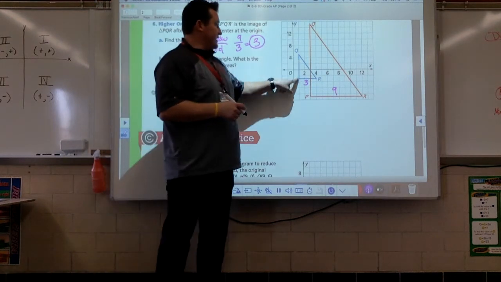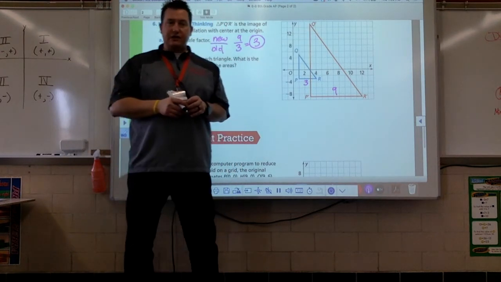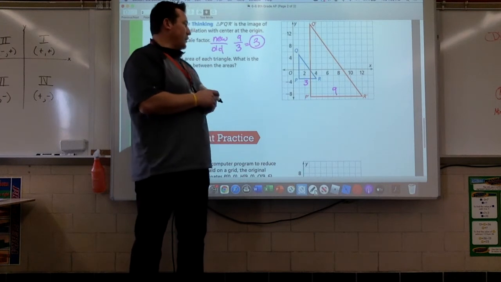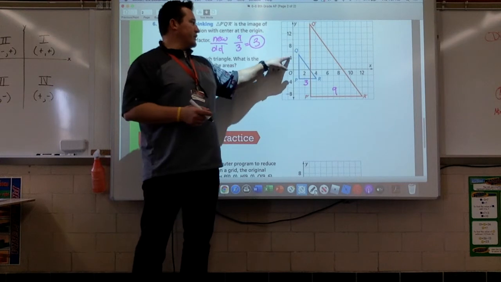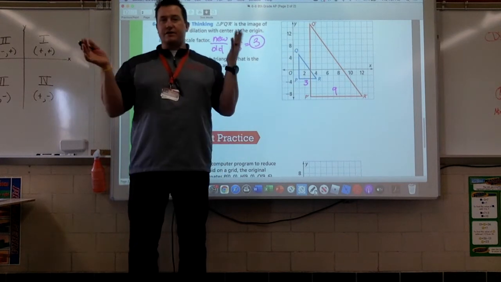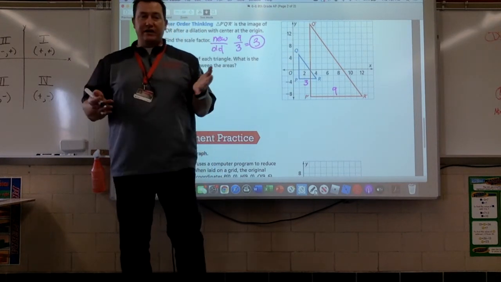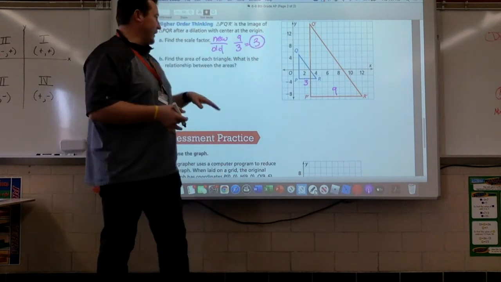Could we have used these side lengths here? Absolutely, we could have. Problem in doing that, guys, look, we're counting by 2s. And even more so, they're starting in the middle of a square. So that's, again, not a big deal. We can still figure out how long they are.